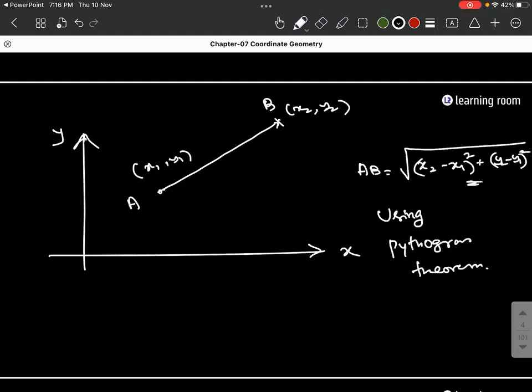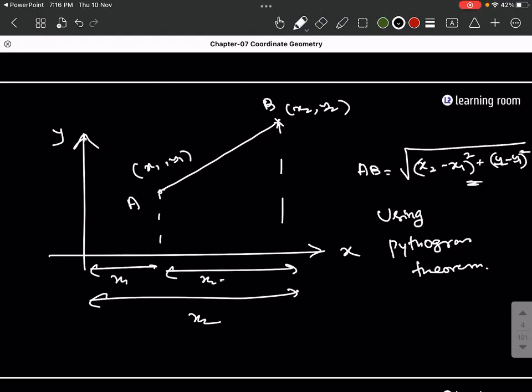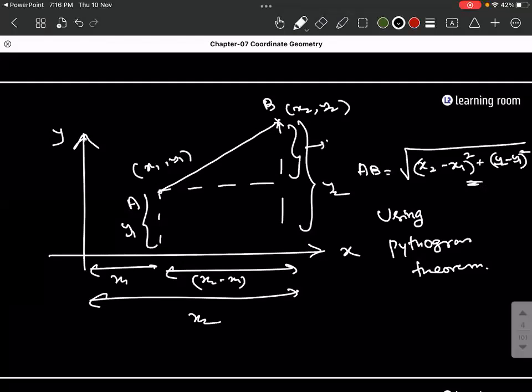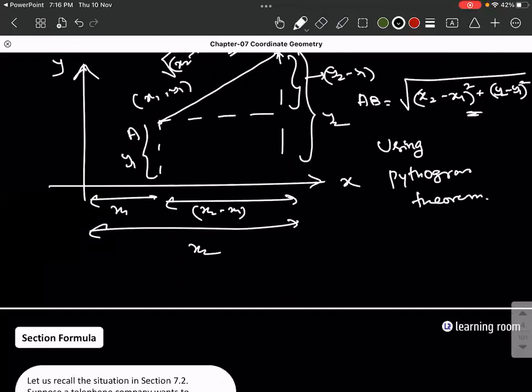I'll just show you in 2 minutes. Dropping 2 perpendiculars, this distance will be x1, this distance will be x2, this is x2 minus x1, this distance is y1, this is y2. Dropping a perpendicular, this will give me y2 minus y1. So here the answer will be root of x2 minus x1 the whole square plus y2 minus y1 the whole square, right? It's as simple as that.